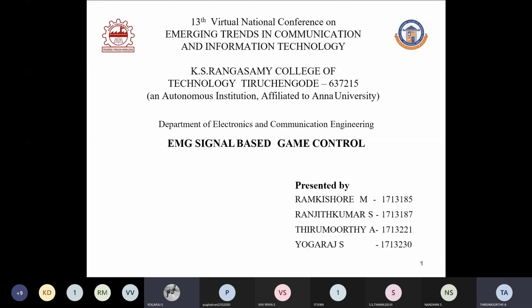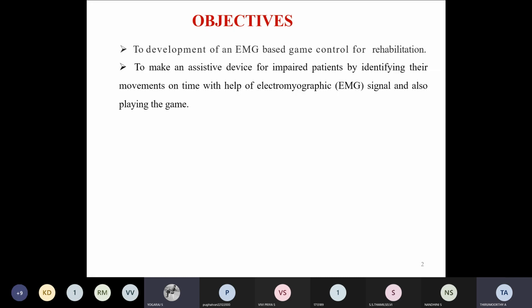Our topic is EMG signal based game controller. Objective: EMG based game control for rehabilitation, to develop an EMG based game for handicapped people who have no hands, to help them play a game. To make an assistive device for impaired patients and identify movement with electromyography signals, and also play the game.